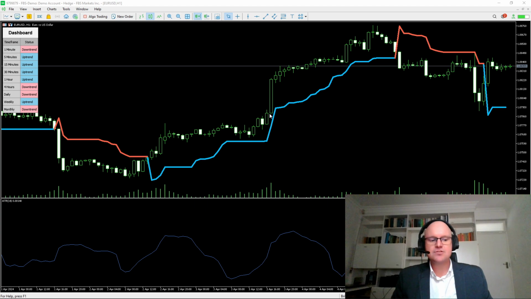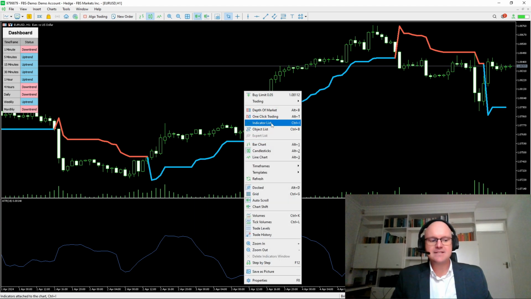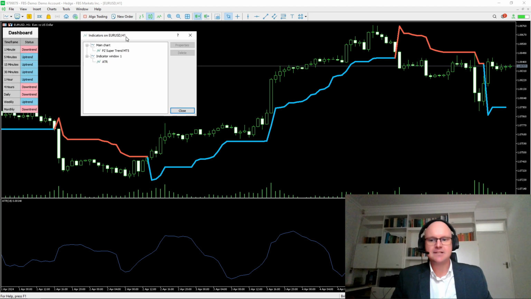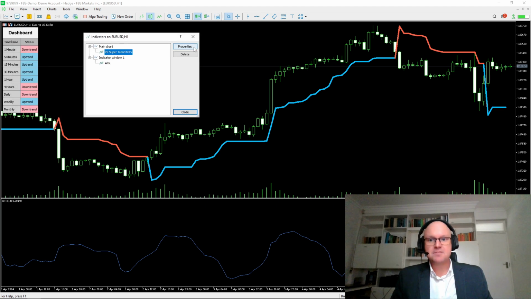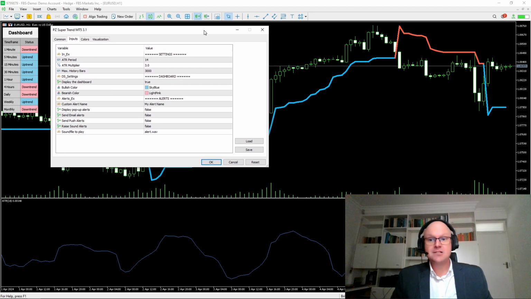Now, the way that the Supertrend indicator is calculated, it uses the high and low of price divided by 2 plus the multiplier times the ATR. For this specific PZ Supertrend indicator, the formula that it is using is an ATR period of 14 multiplied by a multiplier of 3.